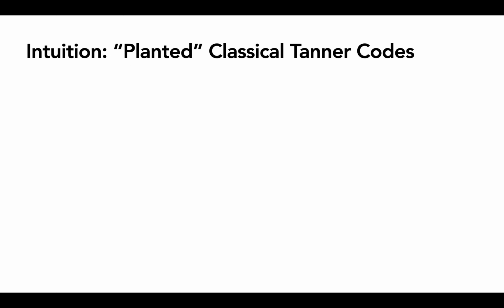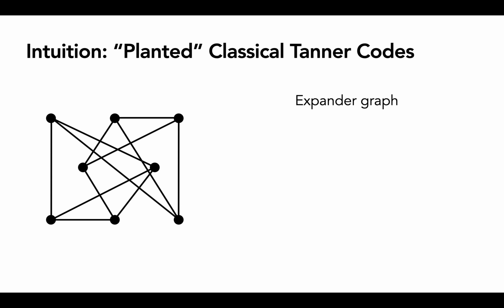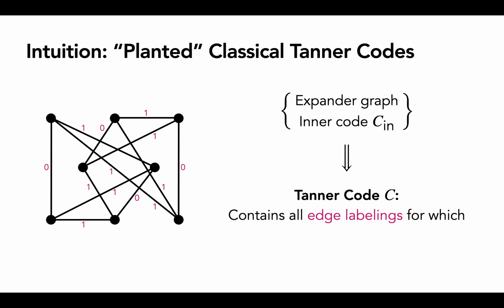So I don't have time to give the full quantum construction of these codes, so instead I'll give the classical intuition, and that will at least be suggestive of what the quantum construction is. And the classical intuition for these planted codes, these classical Tanner codes, is that if we take an expander graph and fix some constant size inner code C sub n, then classically we can get a Tanner code C whose code words are labelings of edges with bits. So every edge is assigned a bit in the code, that's 0 or 1.